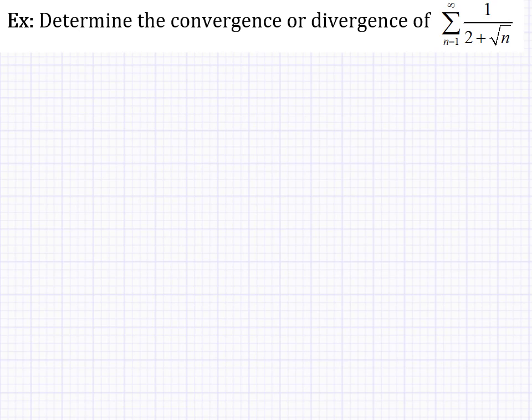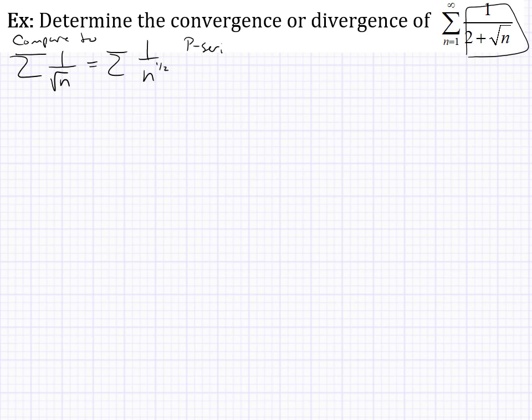So what I'm going to do is say, well, this looks fairly close to a p-series. So why don't I say, let's compare to 1 over square root of n, which is the same thing as 1 over n to the 1/2, which is a p-series. Specifically, it's a p-series where p is a half. So you'd have to then remember what happens for a p-series when p is a half. That's less than 1. Well, that diverges.